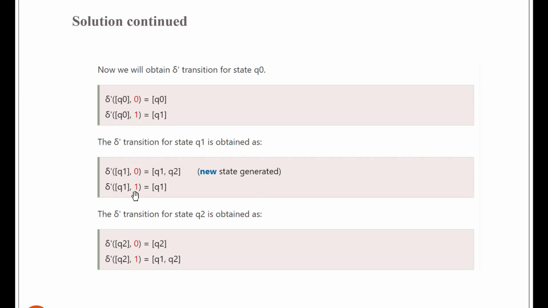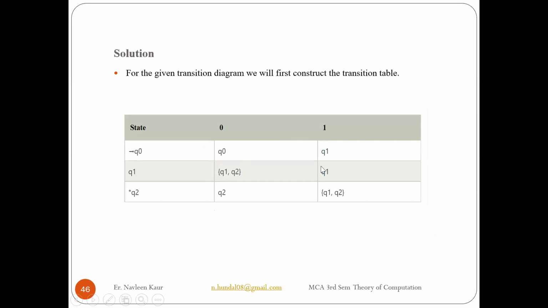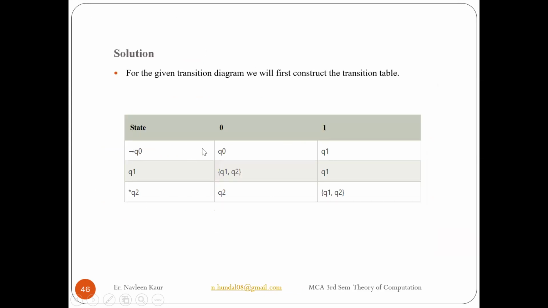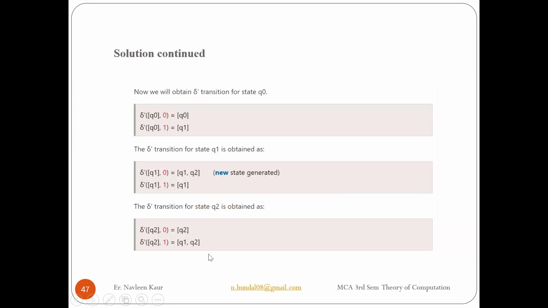But to Q1, if I give 1, it is taking me to Q1, the previous basic state. So Q1 is also done. Now I'm left with Q2. To Q2, if I give 0, it takes me to Q2. But Q2 on 1 takes me to Q1 and Q2. It means everything is normal, only a new possibility. This Q1 comma Q2 is a new state I have to consider. Whenever there is a combination like this, I have to write a new state generated. I don't have to write it here again because this is the repetition.